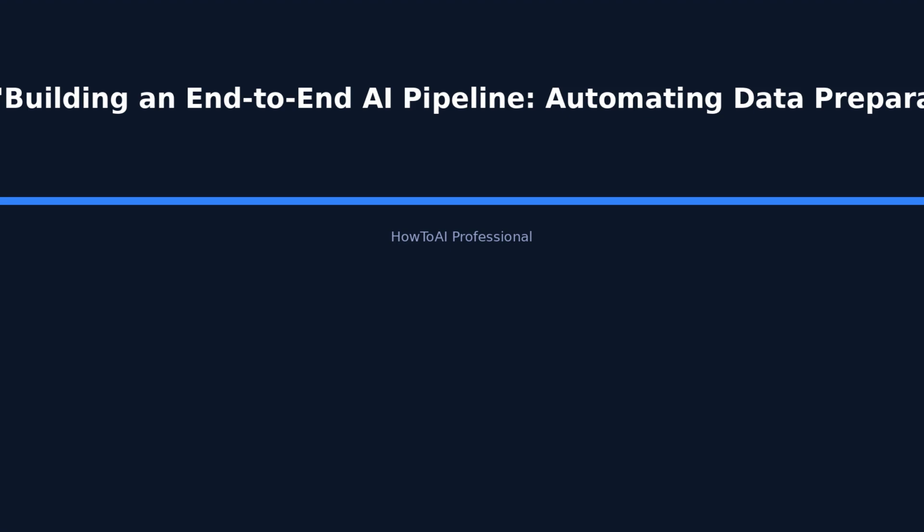Now that we have a trained model, the next step is deployment. Deploying machine learning models can be a complex process, but with automation, it can be made much simpler. The goal is to make your model available for use in production systems, and there are several approaches to achieving this.